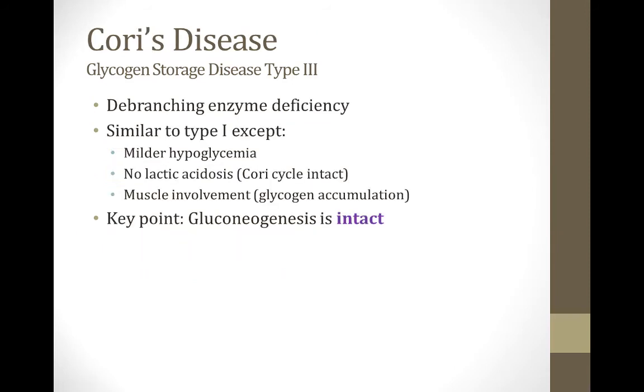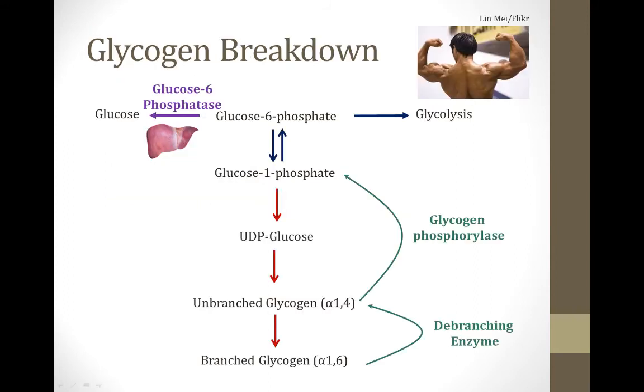The third type of glycogen storage disease is called Cori's disease. It's also called glycogen storage disease type 3, and this is a deficiency of the debranching enzyme. So back to our overview slide here, the problem in Cori's disease is a deficiency of the debranching enzyme. This means that it is hard for the muscle and the liver to mobilize glycogen into glucose. In many ways, this will be similar to von Gierke's disease, which was a glucose 6 phosphatase deficiency, except for a couple of important differences.